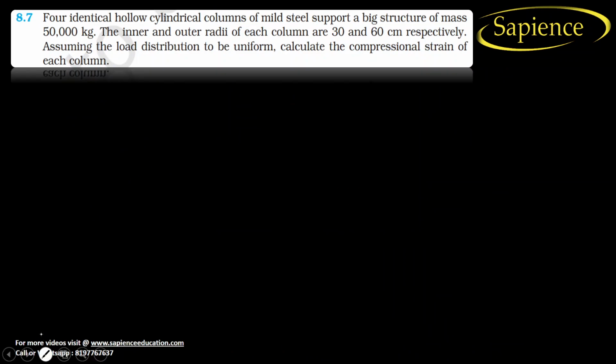Hello. Now see here, question number 8.7. Four identical hollow cylinder columns of mild steel support a big structure of a mass 50,000 kg. The inner and outer radii of the column are 30 and 60 centimeter respectively. Assume the load distribution to be uniform. Calculate the compressional strain of each column.